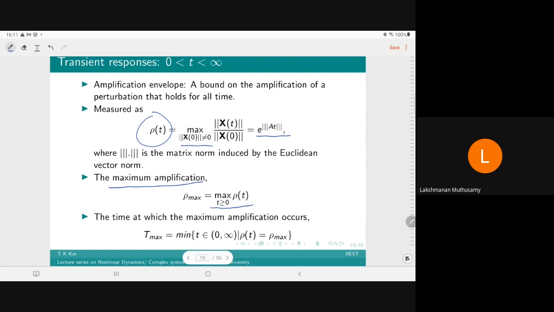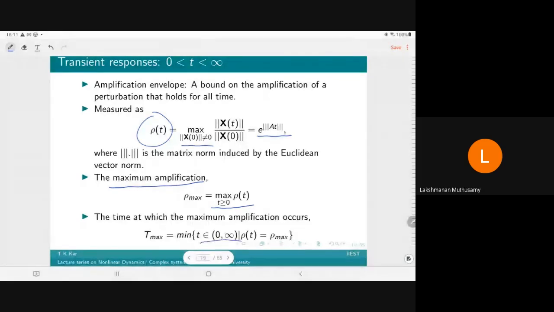And the T for which this rho max occurs, that is the minimum of T belonging to 0 to infinity at which rho(T) becomes rho max, that is the T max. That is also very important: when the maximum amplification occurs. First, you have to draw the amplification envelope, then determine the maximum amplification, and then the time at which the maximum amplification occurs. So stability, that asymptotic behavior, is measured by the eigenvalue of the linearized matrix, and the transient instantaneous responses can be measured by the Hermitian matrix.